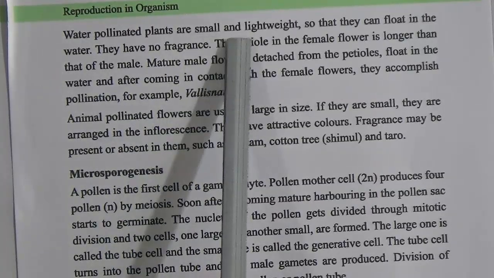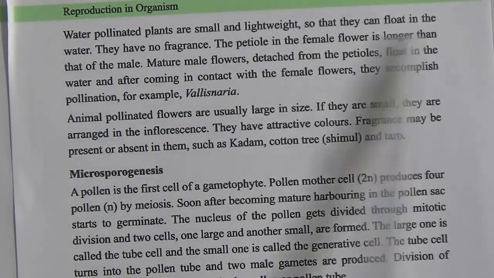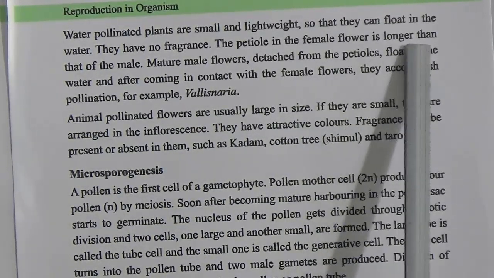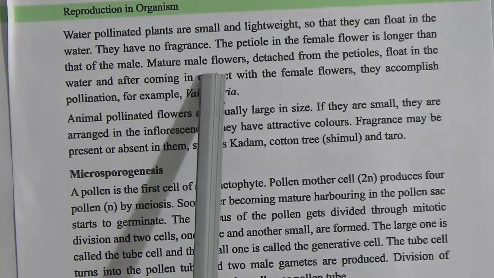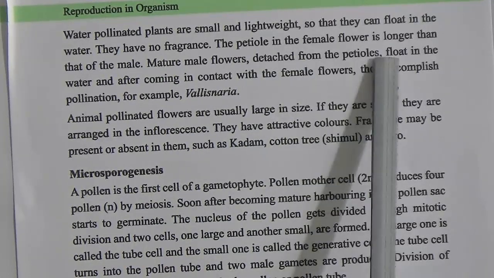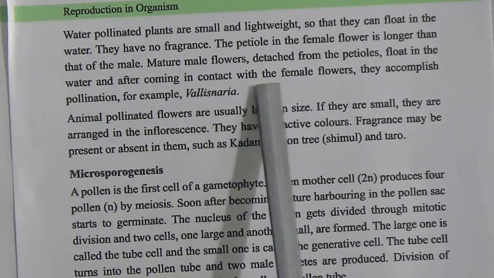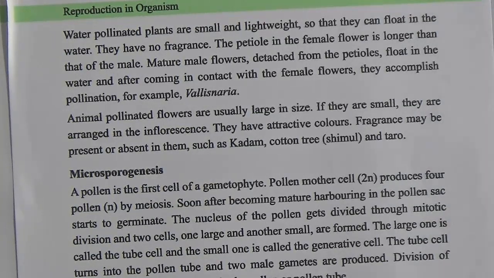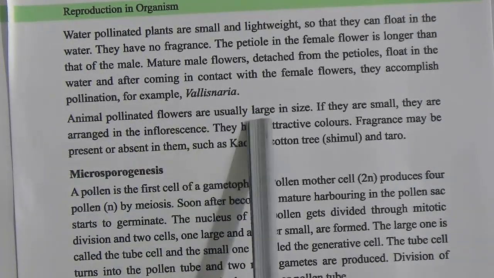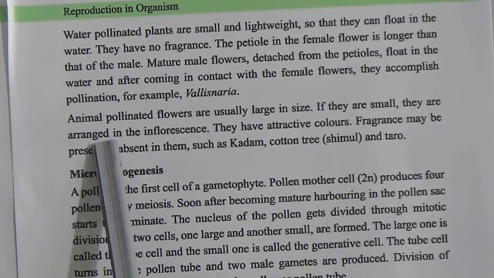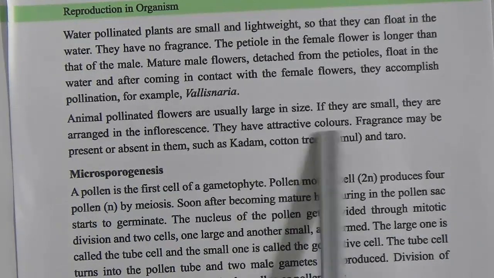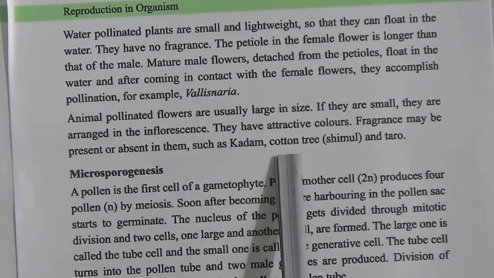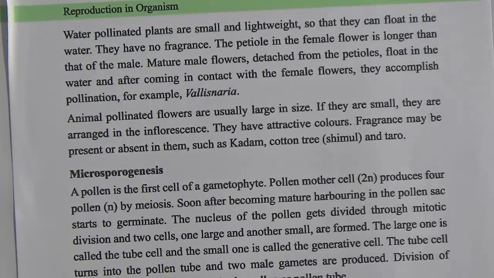Water pollinated plants are small and lightweight, so they can float in the water. They have no fragrance. The petiole in the female flower is longer than that of the male. Mature male flowers detach from the petioles, float in the water, and after coming in contact with the female flowers, they accomplish pollination. For example, Vallisneria. Animal pollinated flowers are usually large in size. If they are small, they are arranged in an inflorescence. They have attractive colors. Fragrance may be present or absent in them, such as cotton tree and taro.